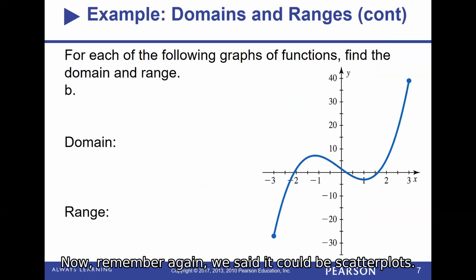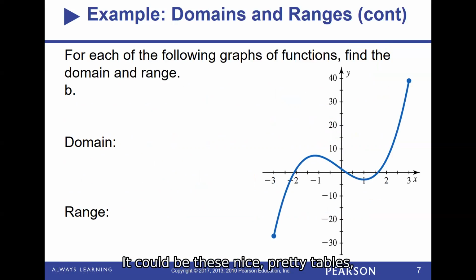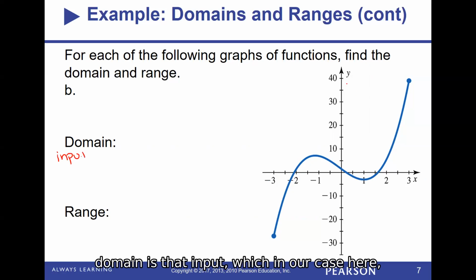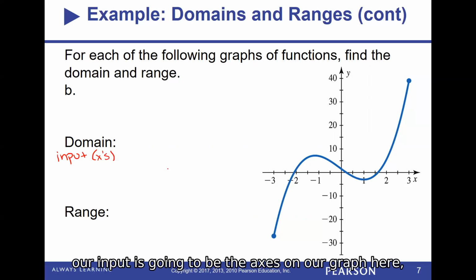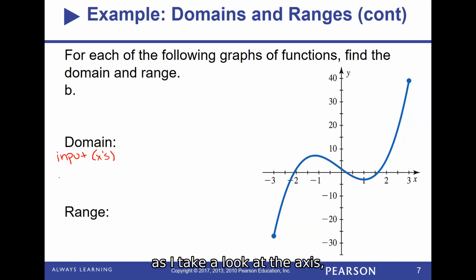Now, remember, again, we said it could be scatter plots, it could be these nice pretty tables, but it could also be a graph that looks like this. Now with this graph here, we need to determine the domain and range, but it's not all these individual dots. It's actually got some space between it. So remind yourself that domain is that input, which in our case here, when we're looking at a graph like this, our input is going to be the x's. And on our graph here, as I take a look at the x's, this is that left to right. So we always want to go from left to right.